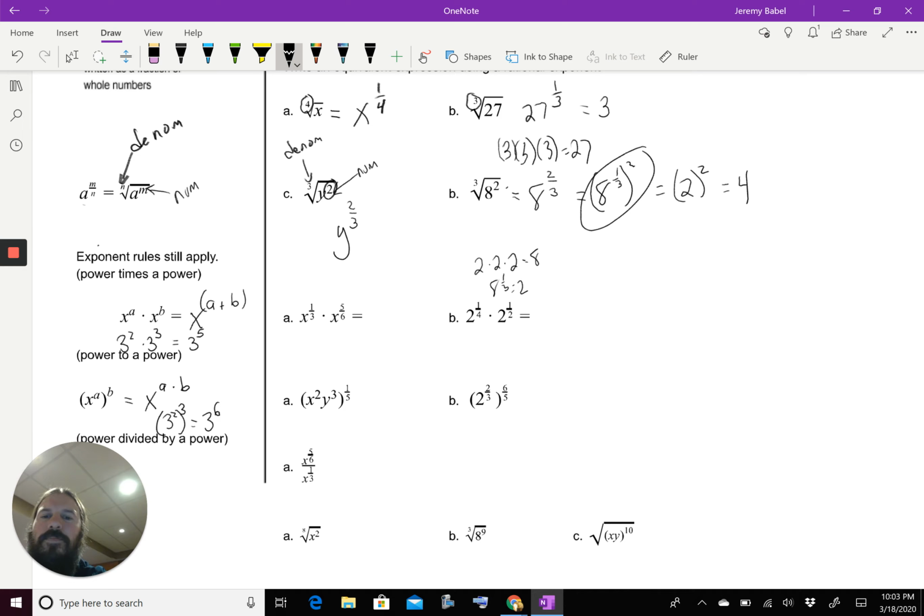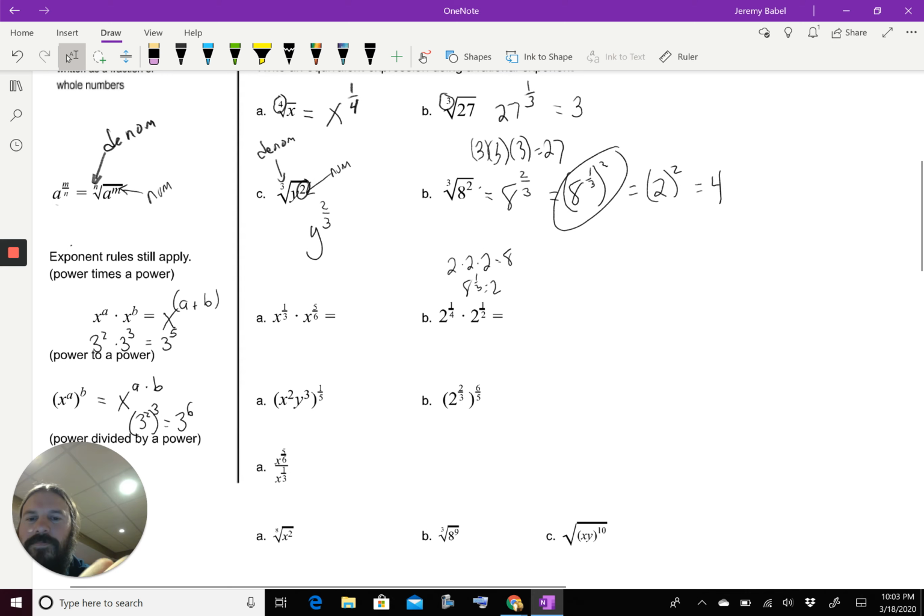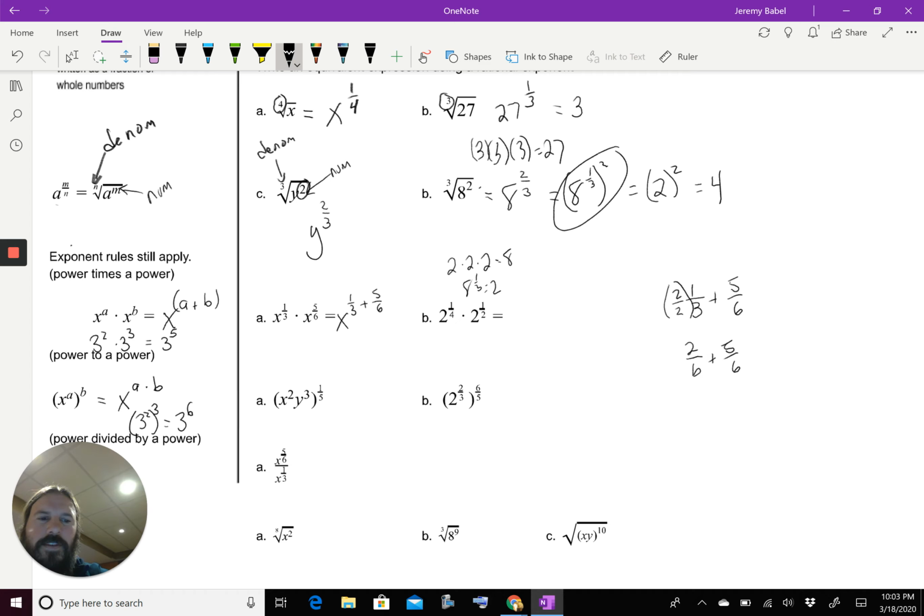x to the 1/3 times x to the 5/6 is going to be x to the 1/3 plus 5/6. Do a little work on the side here. 1/3 plus 5/6. We need common denominators. So that would be 2 over 6 plus 5 over 6, or 7/6. And that would be x then to the 7/6.